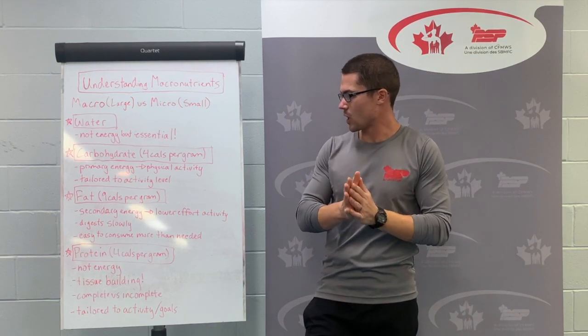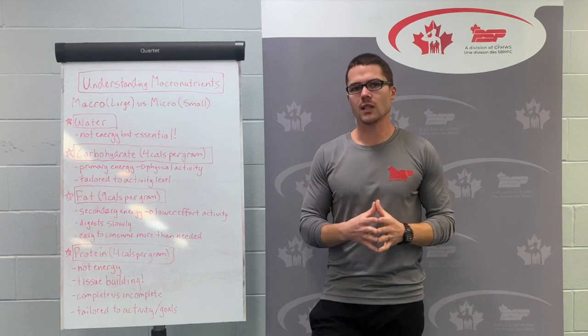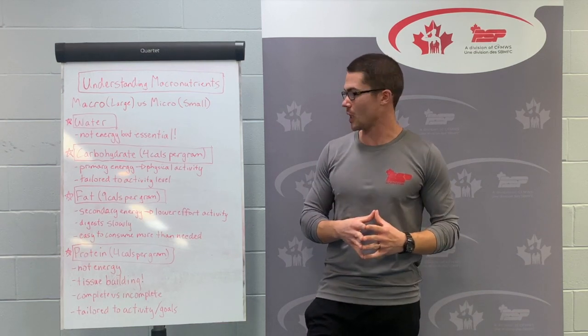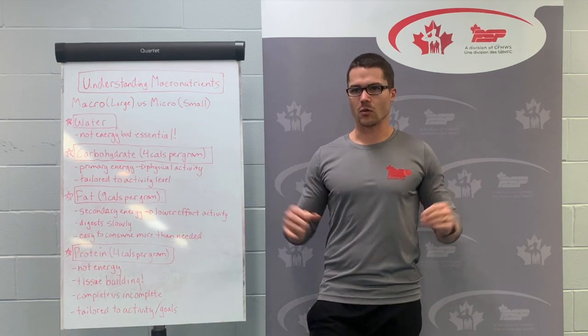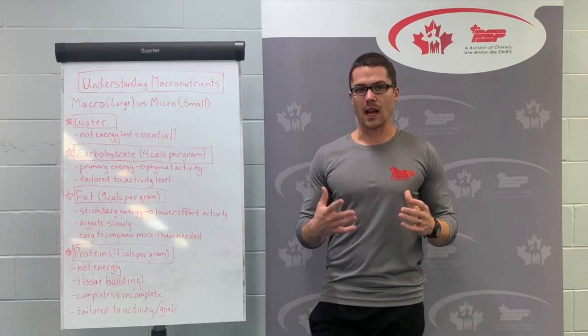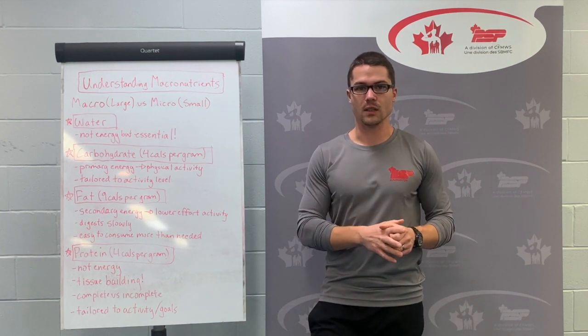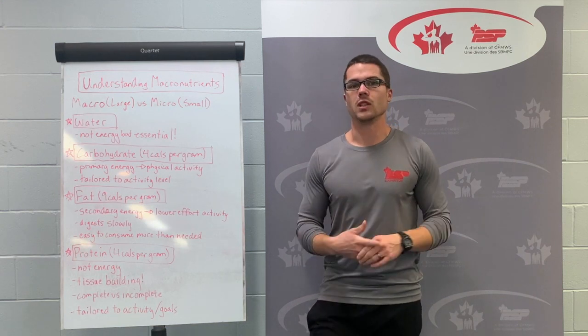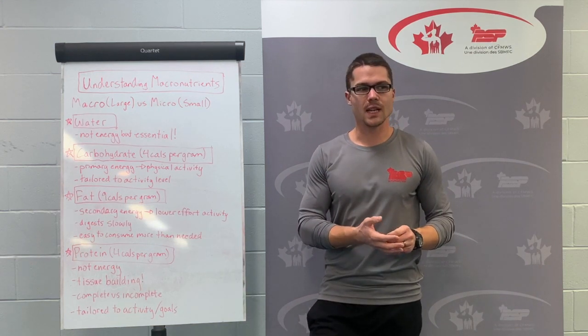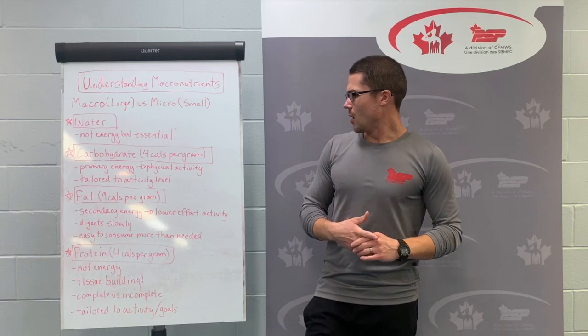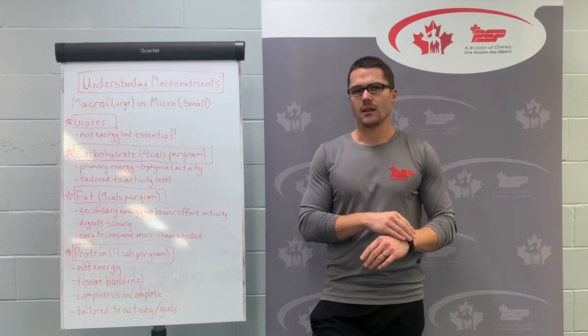Our last one we're going to touch on is protein. So protein is a little bit different. The qualities are different from the first two we touched on. From that general basis, we're looking at 4 calories per gram of caloric yield. So every gram of protein you eat has 4 calories within it. But protein is a little bit different from the other two.